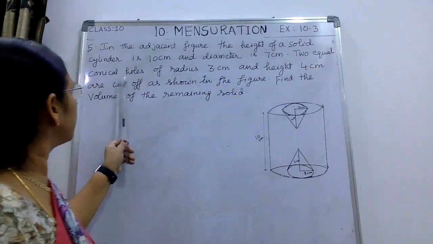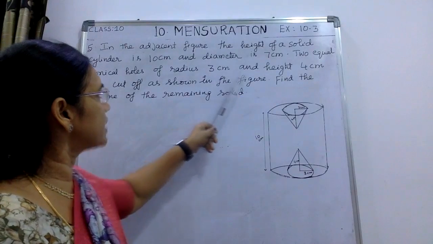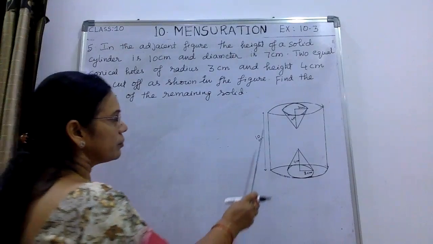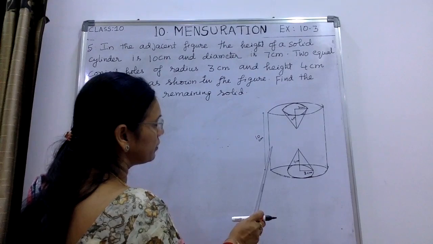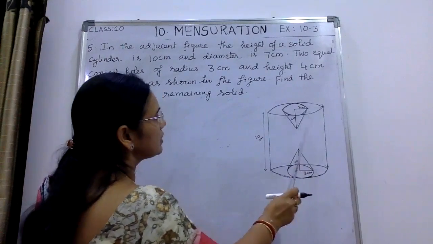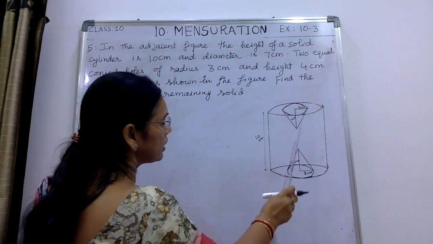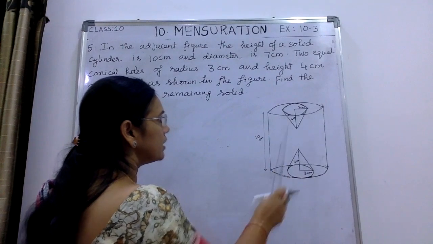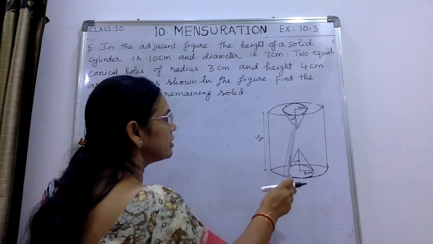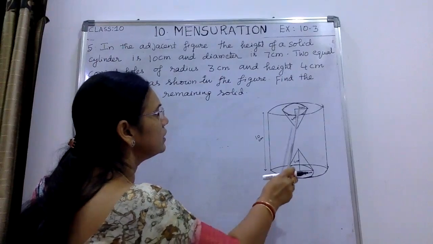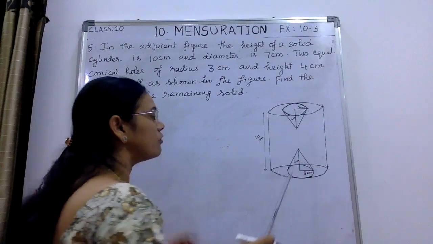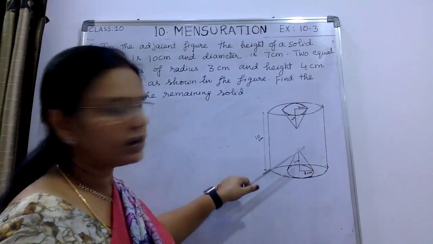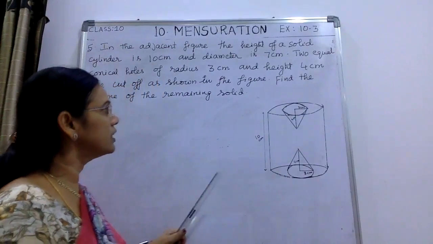Two equal conical holes of radius 3 centimeters and height 4 centimeters are cut off as shown in the figure. See children, fundamentally there is a cylindrical shape. Inside the cylindrical shape, we can observe that two conical portions are there. And so from the shape of the cylinder, two conical shapes of equal size, that is height 4 centimeters and radius 3 centimeters, are cut off from the shape of the cylinder. Now these two are conical holes, that is holes in the shape of the cone with the equal size.